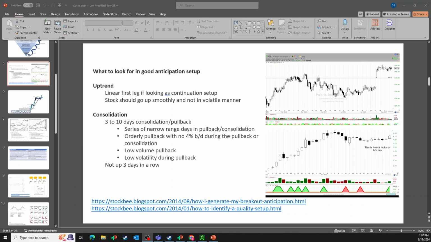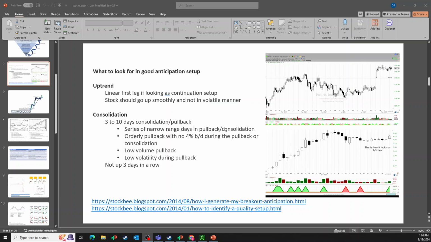And I'm certainly not the first one to come up with these ideas or to talk about them. I've borrowed heavily from Christian Kulamagi, Stockbee, and other traders who have influenced a whole generation of traders, especially in recent decades. And the idea is simple. Stockbee talks about what he calls an anticipation setup, or the first day of a breakout. If you pause the video and go to these links on Stockbee's blogspot.com website, you'll find these articles here.